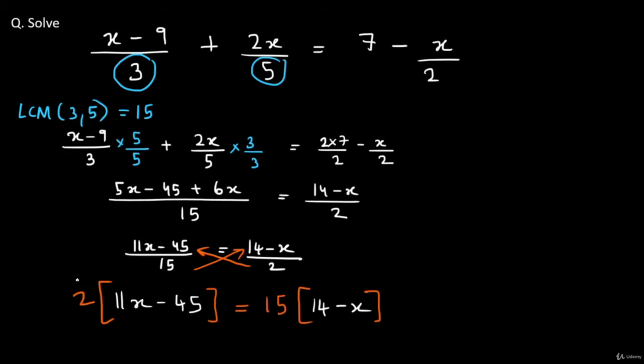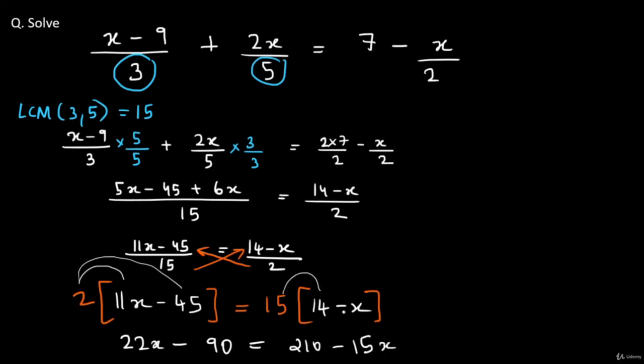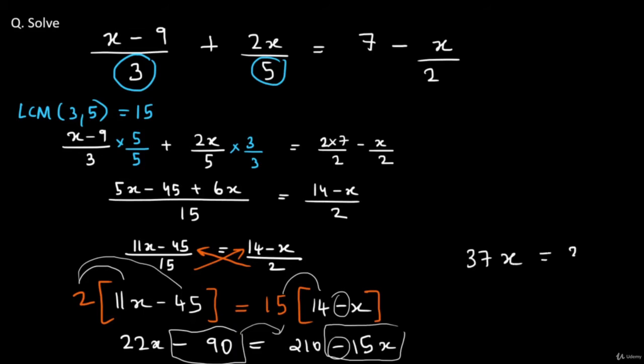Now let's simplify. Let's distribute this to these two parts. So we get 22x − 90 = 15 × 14, that's 210, minus, that's this minus over here, 15 × x, which is 15x. Alright, now let's take this −15x to the left hand side. It will become plus 15x. And let's take −90 to the right hand side. It will become plus 90. So we get 22x + 15x, that is 37x, equal to 210 + 90, which is 300.